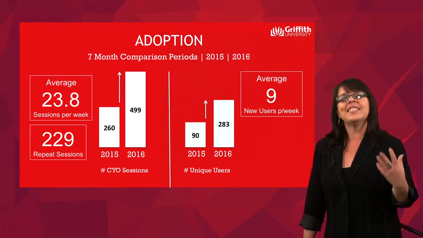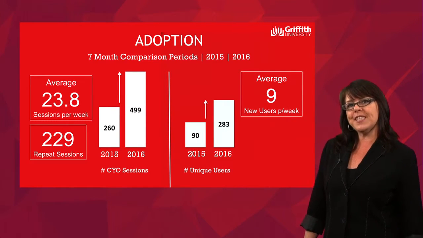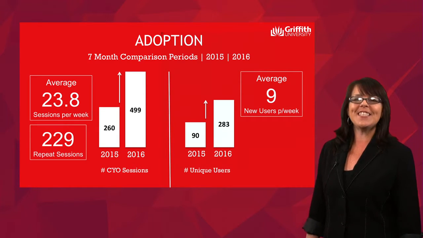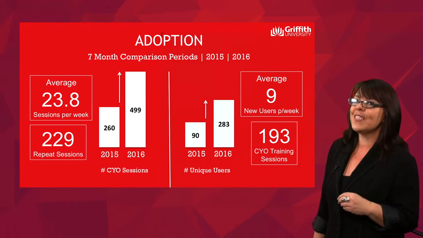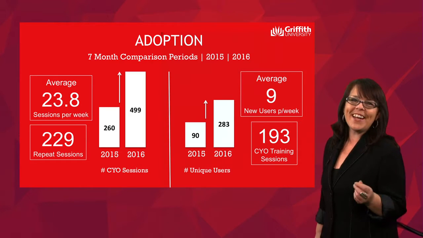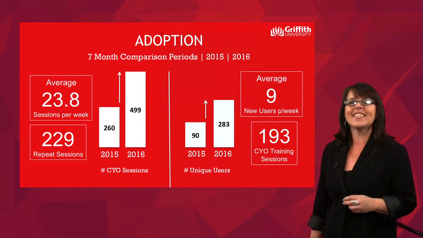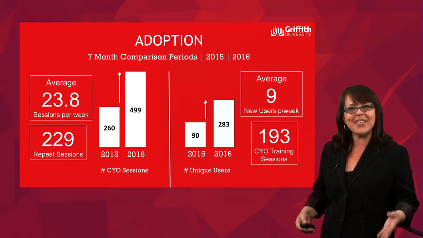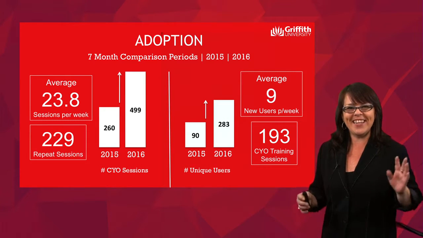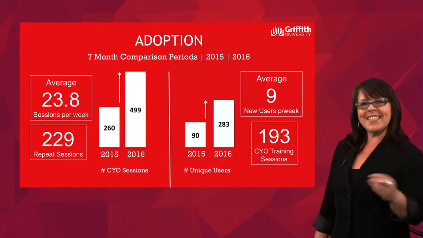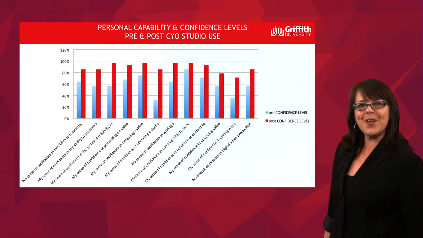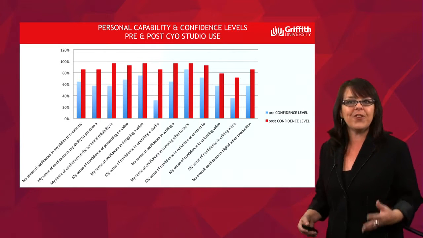Fantastic. We're seeing an average of 9 new users per week, user studios, and of course that means we're doing lots of CYO training, about 193 of those conducted. So all up, if we look at the metrics, everything is going up and in the right direction. Let's look at our personal capability levels and how we've gone here.